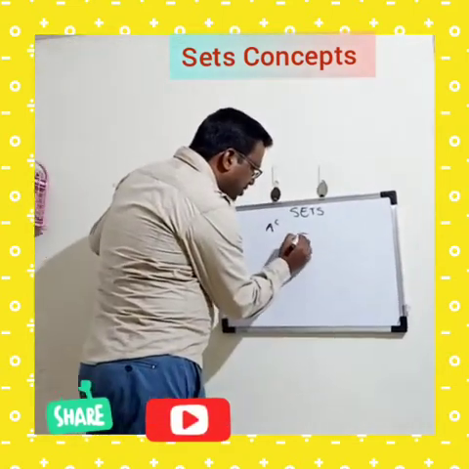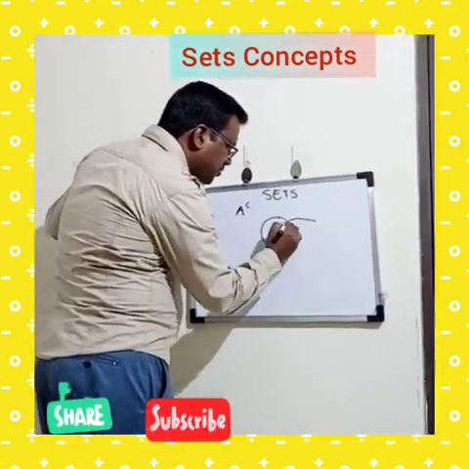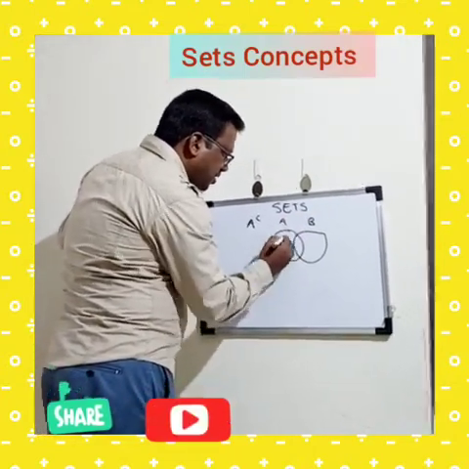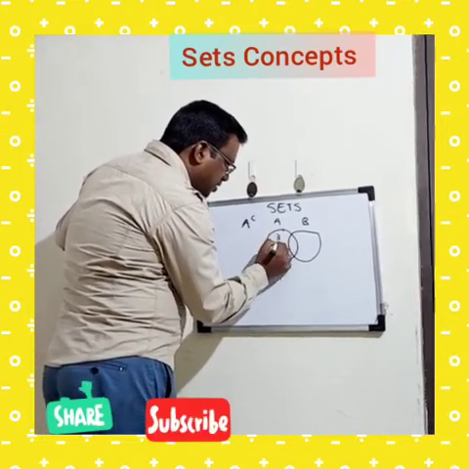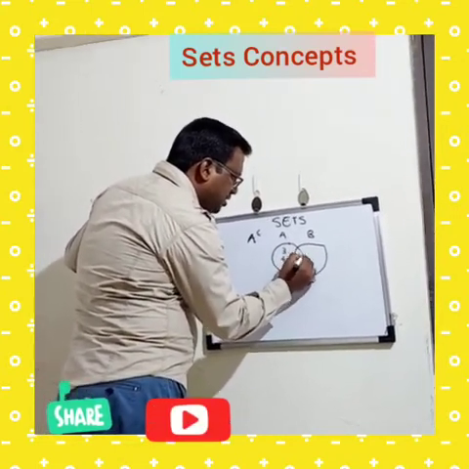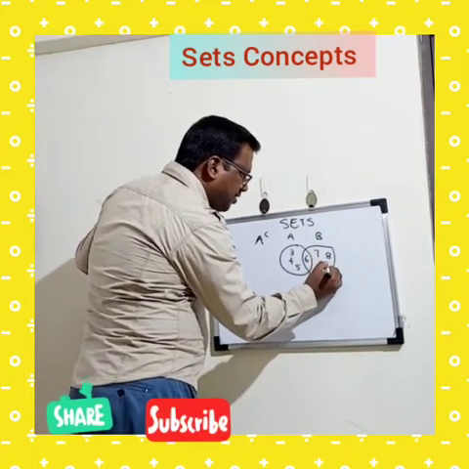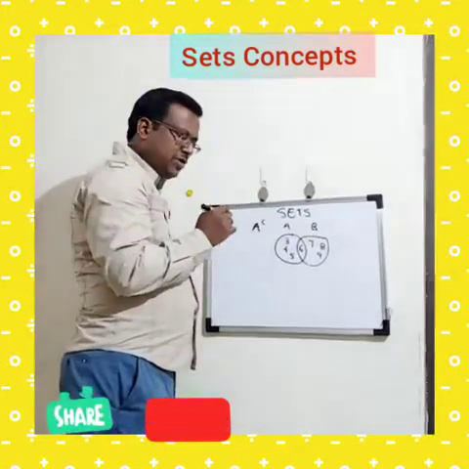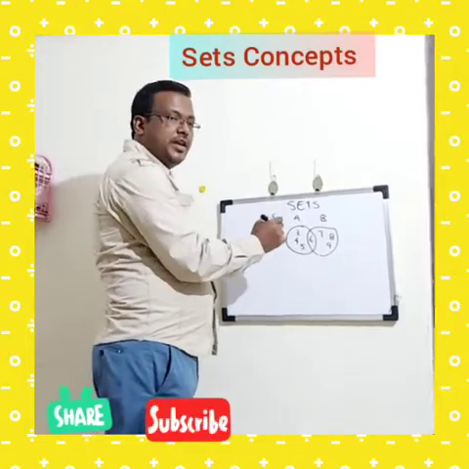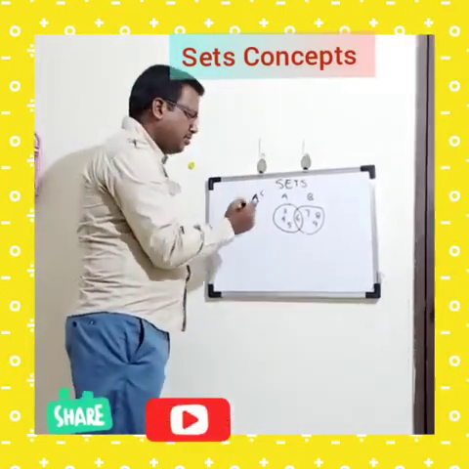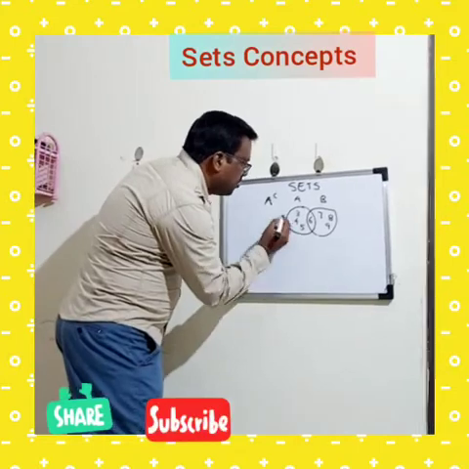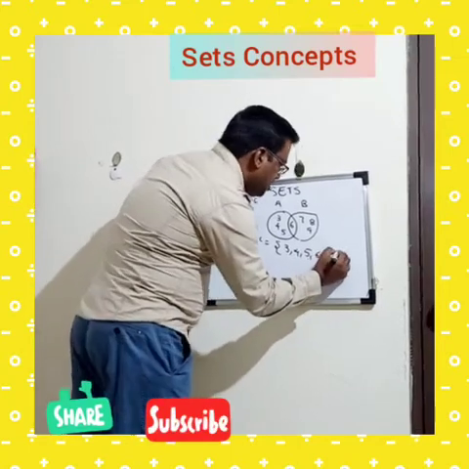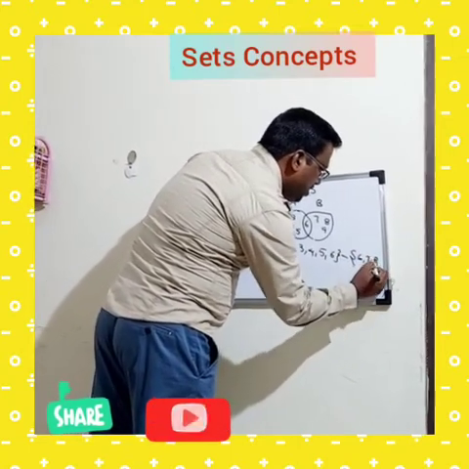So for example, if you see these two sets, A and B, and it contains the elements like 3, 4, 5, 6, 7, 8, 9. Then what is A complement? The definition is everything outside of the set A. So it should not contain the common element also. A complement here is equal to 3, 4, 5, 6 minus 6, 7, 8 and 9.